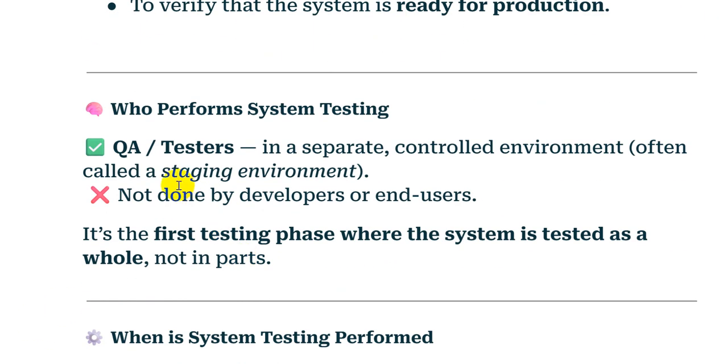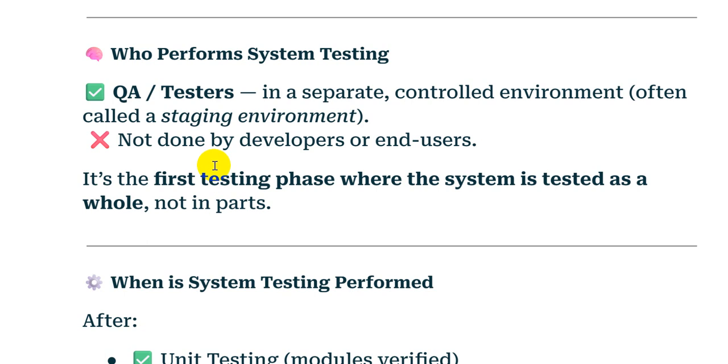Now, as I mentioned, who performs system testing? Everyone knows system testing is performed by the QA or tester. Like developers have a dev environment, and for the user they have a UAT environment, similarly for the QA or tester we have a QA environment. This testing is only done by the QA or tester. In this testing, developers or end users are not involved.